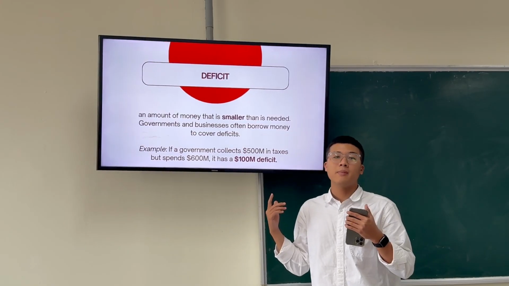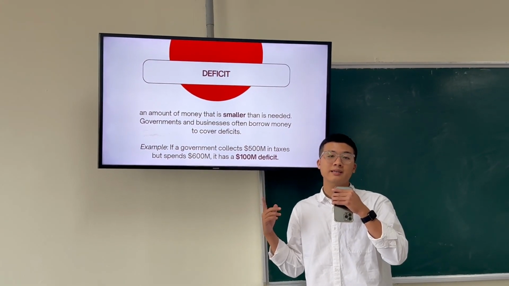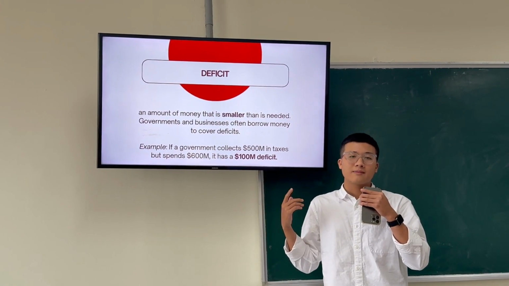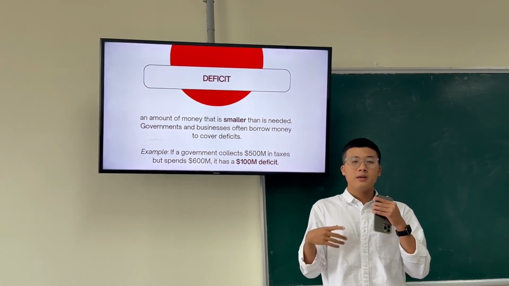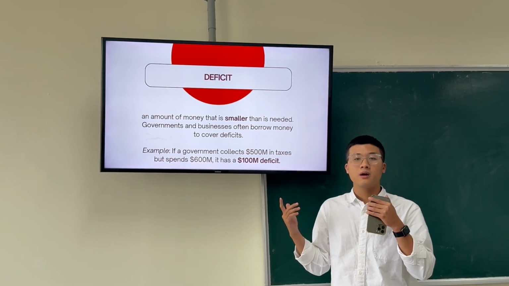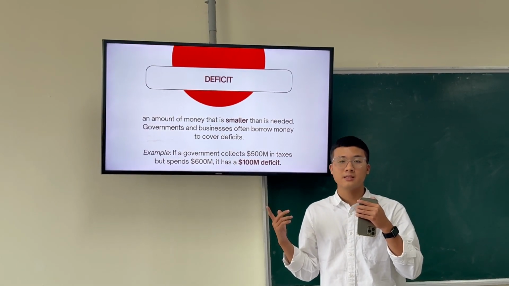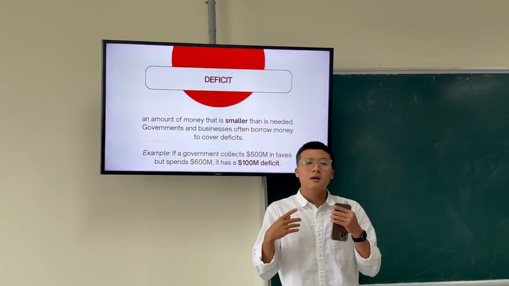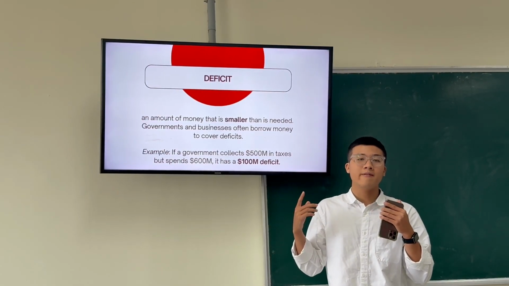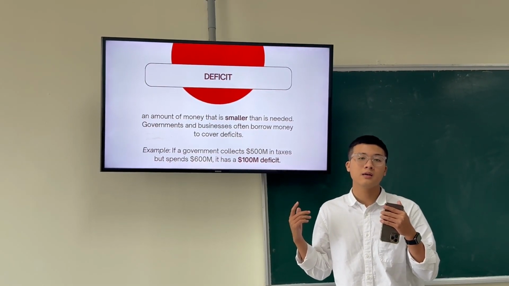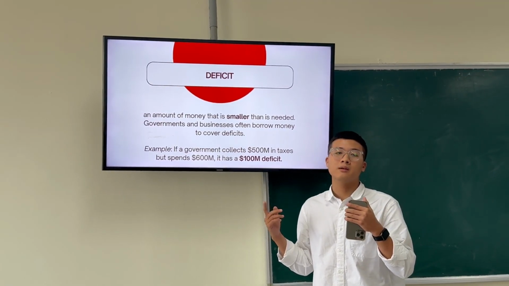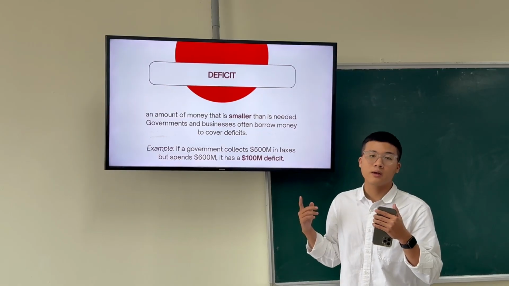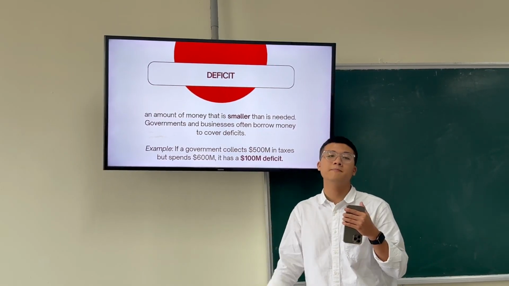Next up, we have deficit. It's an amount of money that is smaller than is needed, when spending exceeds revenue. Governments and businesses often borrow money to cover a deficit. For instance, if a government collects $500 million in taxes but spends $600 million, it has a $100 million deficit.